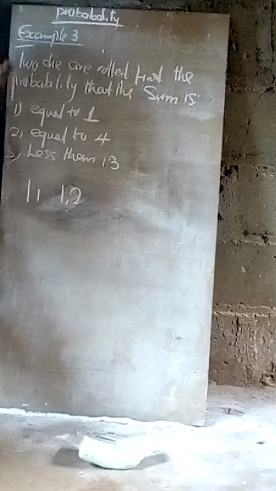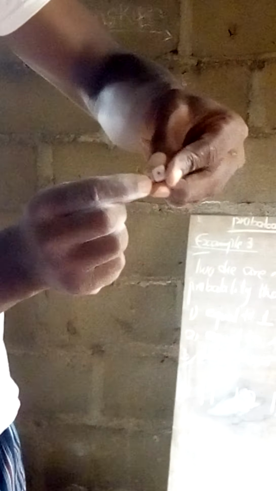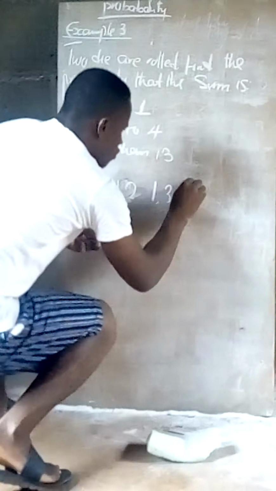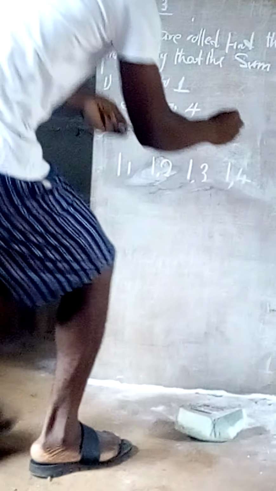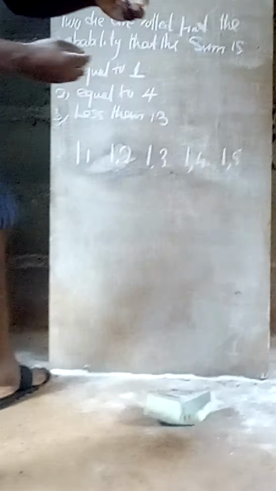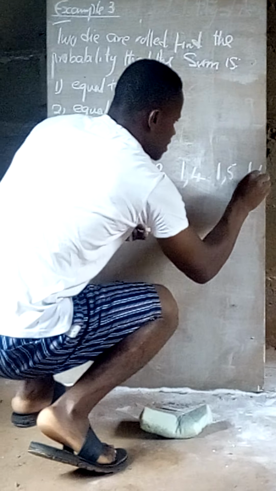1, 2, right? So are we together now? Then move to number 3. 1, 3, right? Then move to 4. 1, 4, right? 1, 5, right? And lastly, 1, 6, right? I'm done with 1 now.